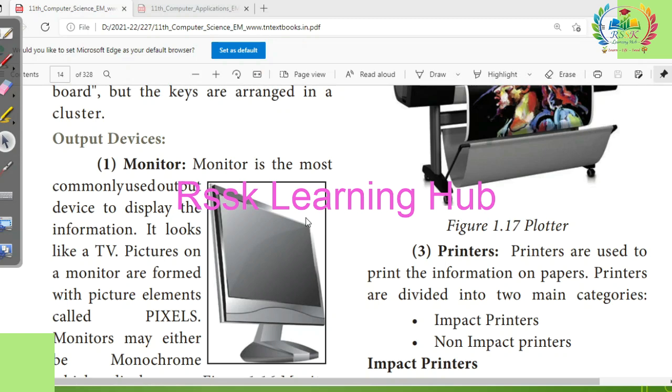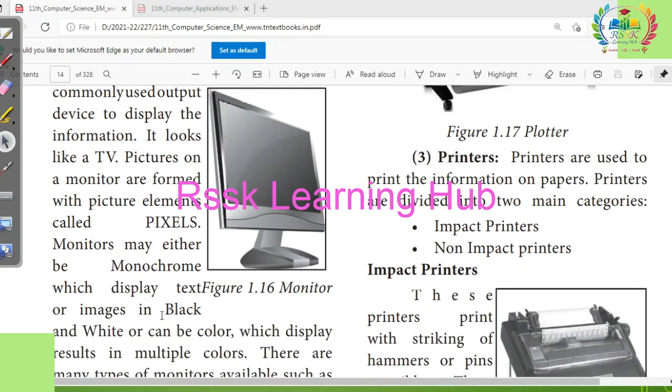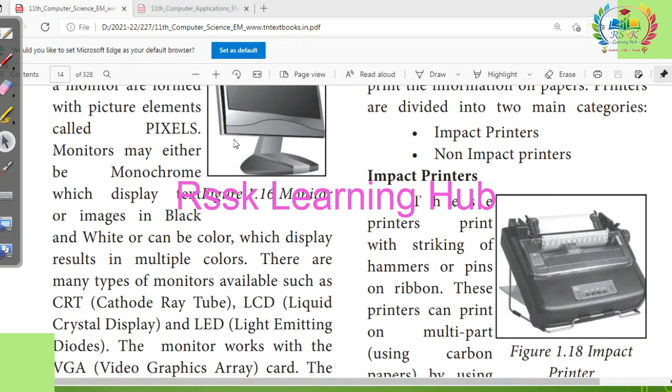So it will represent the element. No, that should be in a pixel format. Pixel means picture element. So a monitor may either be monochrome, which displays text or images in black or white, and can be color also nowadays, which displays multiple colors. Based upon the RGB concept, that is red, green and blue, it will have a color combination.